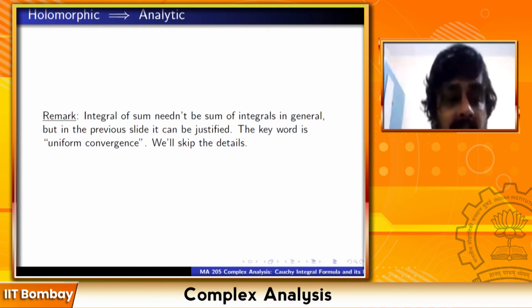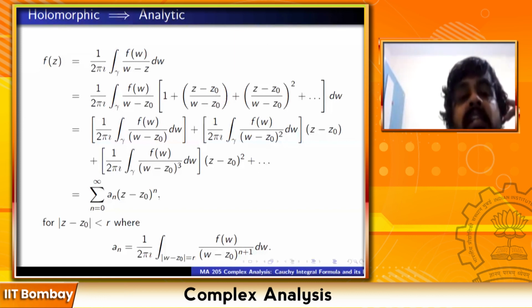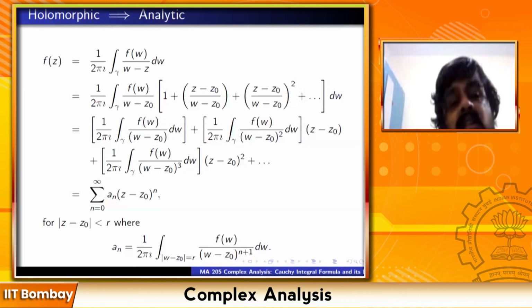So I'm saying there is a little bit of justification required to break up the integral of an infinite sum into a sum of integrals. That requires a little bit of justification, but that can be done. And the key word there is uniform convergence. But if I have to explain uniform convergence, that's really a subject of a separate lecture. We cannot go into that here. But this can be done. One can justify all this. So except for this fact, I hope the proof is clear.